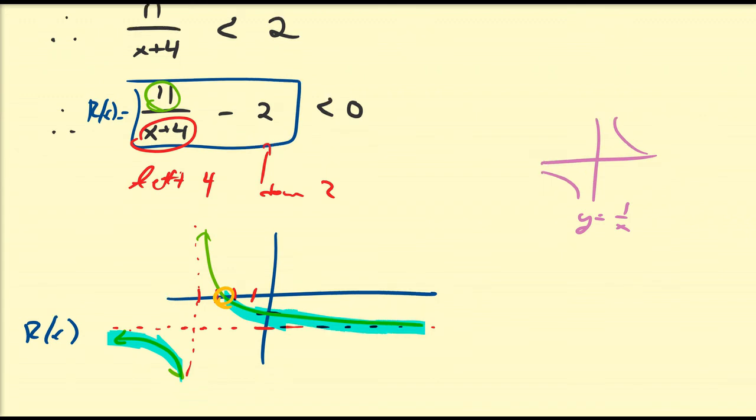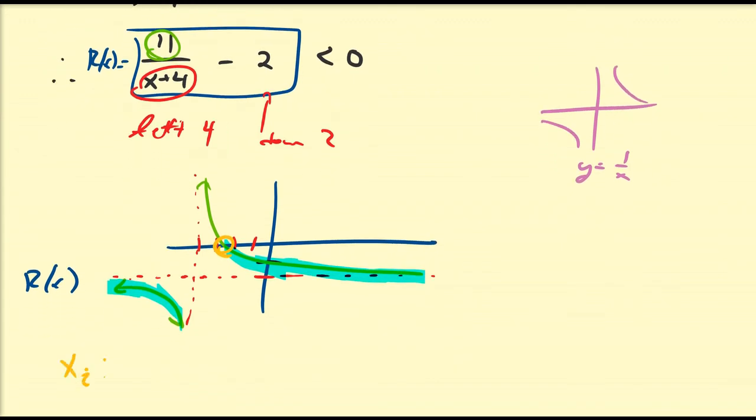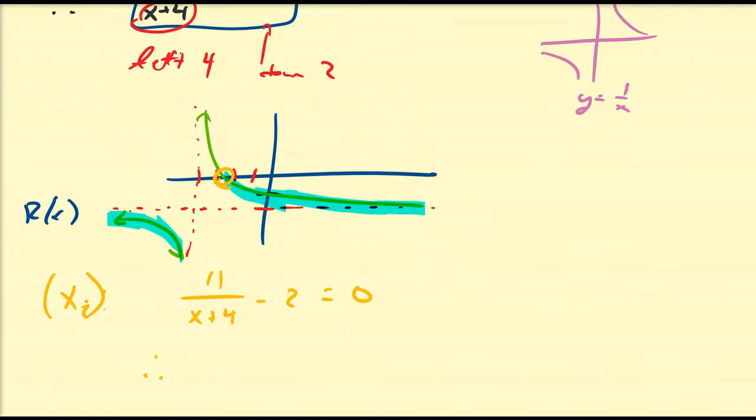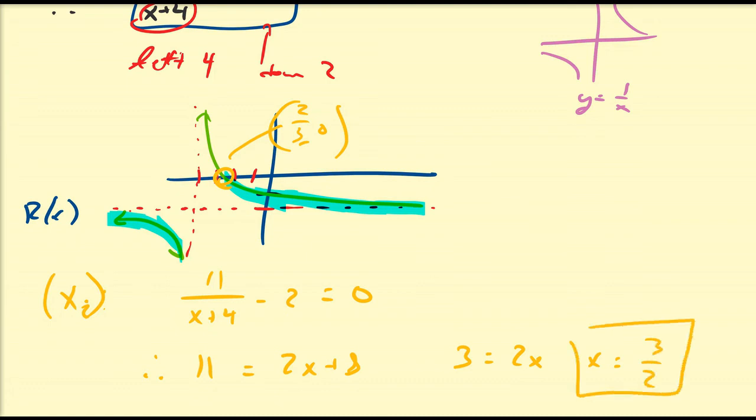So we need to figure out the x-intercept, and that's easy to do. We just need to solve when 11 over x plus 4 minus 2 is equal to 0. I can add 2 to both sides, multiply both sides by x plus 4. So I'm going to have 11 is equal to 2x plus 8. That means 3 is equal to 2x, which means x is equal to 3/2. And that corresponds to the domain that we claimed before, namely 3/2 to infinity.